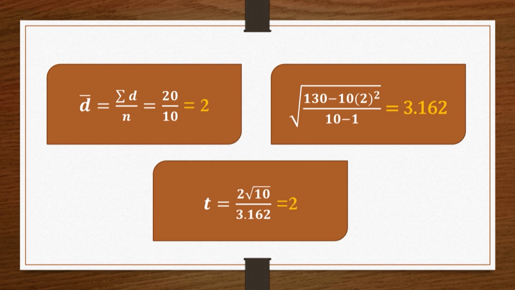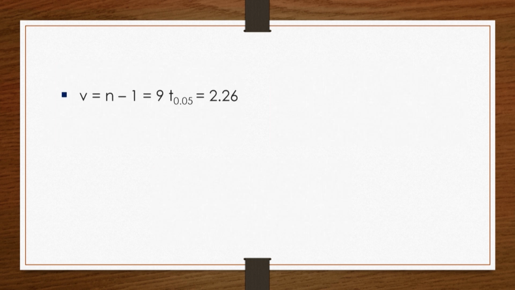Then we have d bar equal to summation d by n, that is equal to 2. By using the formula we get s equal to 3.162. So t equal to 2 into root 10 divided by 3.162, that is equal to 2. Here the degrees of freedom nu equal to n minus 1, that is equal to 9.